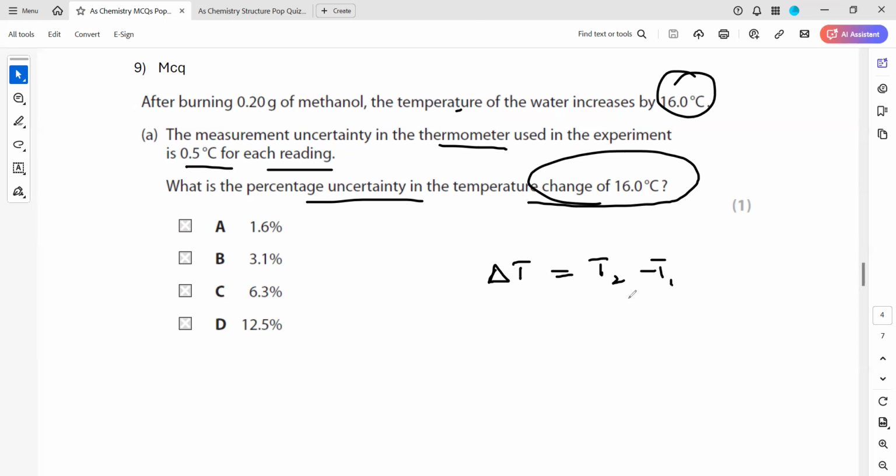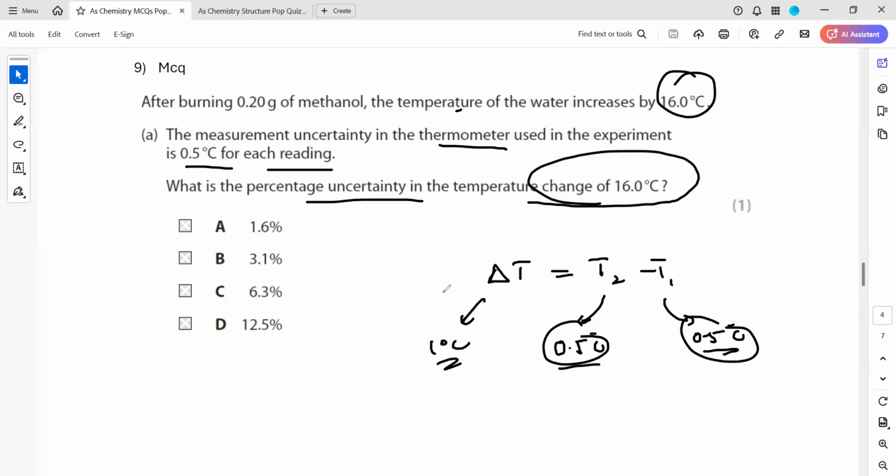So each reading has an uncertainty of 0.5. There's an uncertainty of 0.5 degrees in temperature 2, and there's an uncertainty of 0.5 in temperature 1. So what will be the total uncertainty in the temperature change? It will be 1 degree, because uncertainty always adds. Even if we add or subtract the quantities, uncertainty always adds up. If it was two different quantities, then we add the percentage uncertainties, but it's the same quantity, temperature. So for a change in temperature, we add the individual uncertainties, 0.5 in each value. So the total uncertainty in the temperature change will be 1.